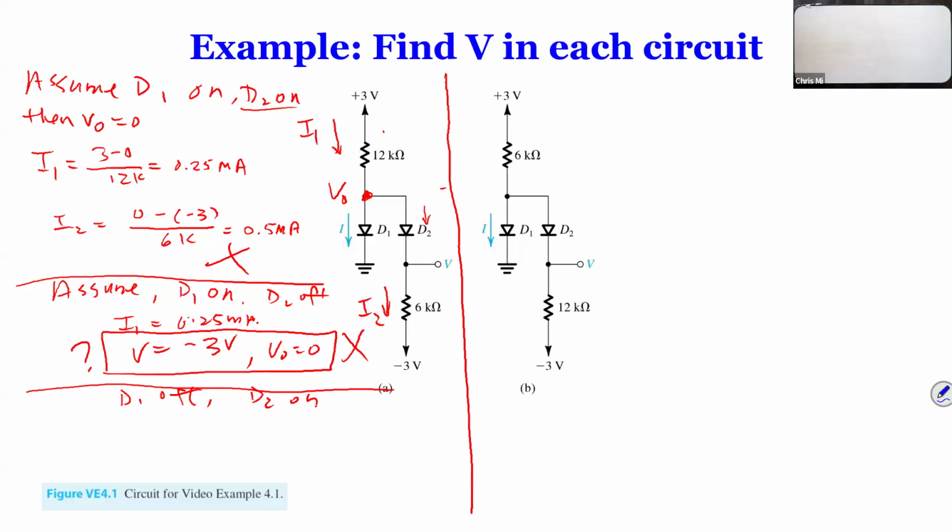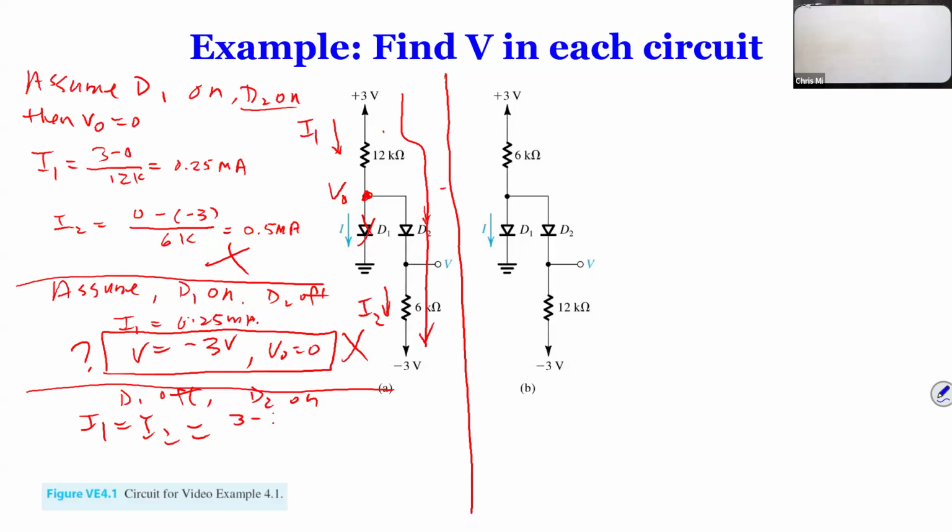Now, if D2 is on, D1 is off, you've got a really nice loop circuit over here. So you've got 3 volts, goes through 12K up here, but D1 is off, so there's no current here. Go through D2, because D2 on is a short circuit, and go to 6K. So we can now calculate the current I1 and I2. So I1 equal to I2 equal to how much, you guys tell me?